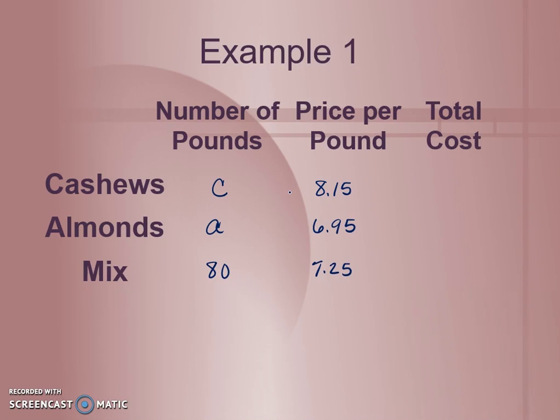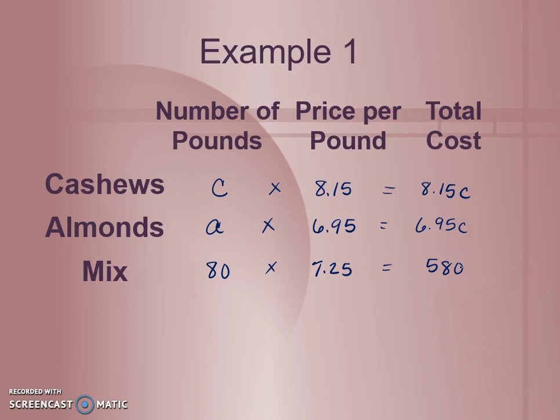We know that we're going to have C times $8.15, so we'll have 8.15C. We'll have our almond pounds that we don't know yet times our price, we'll get 6.95A. And then for this one, we'll have 80 pounds times our price of $7.25 per pound, which will give us a total cost of $580 for our mixture in the end.